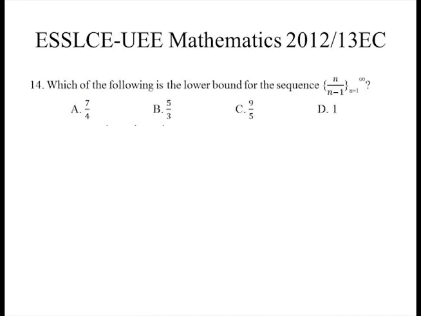Question number 14. Which of the following is a lower bound for the sequence n over n minus 1, n ranging from 1 up to infinity? n over n minus 1 is equal to 1 over (n minus 1) over n. N at the numerator becomes n at the denominator. Let's split the denominator (n minus 1) over n into n over n minus 1 over n, which is equal to 1 minus 1 over n.